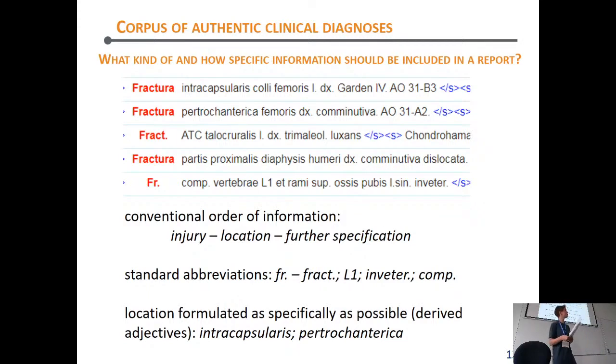So for example, here on the slide you see 5 samples of fracture-related medical reports, and students should be able to deduce that what is always included in the medical report is, first of all, the type of pathology: injury, fracture, and so on. The second information usually includes localizing the injury. And again, here I can instruct them on the ways of localizing the injury, whether it is genitive or whether it is a derived adjective.